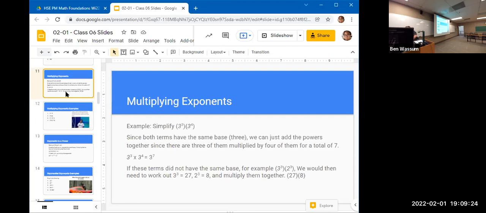If they didn't have the same base, like we did on the last couple of examples, you would have to work them out separately and then multiply them together. Exactly like that 4 to the third, 2 to the fourth we just did. So that's not too bad. That's not too bad at all.